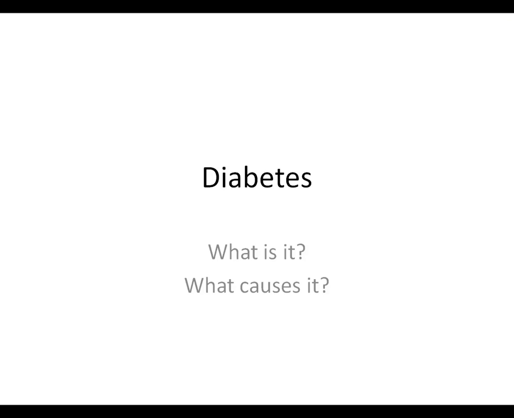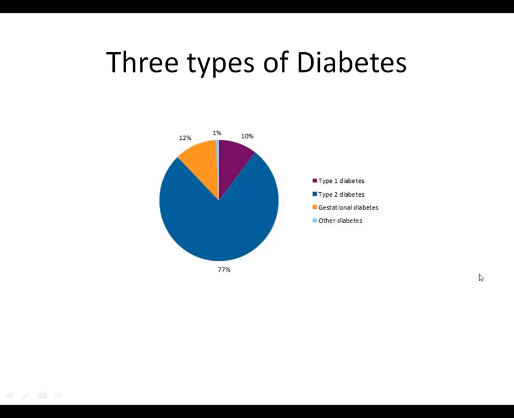So in this video, what I want to talk about is diabetes, what it is and what causes it. Before we can do that though, we need to talk about the types of diabetes because what they are and how they work depends on the type. There's three types of diabetes: type 1, type 2, and gestational diabetes.